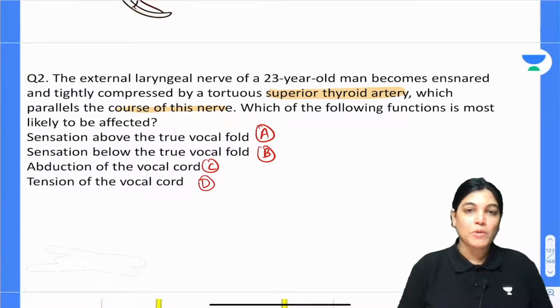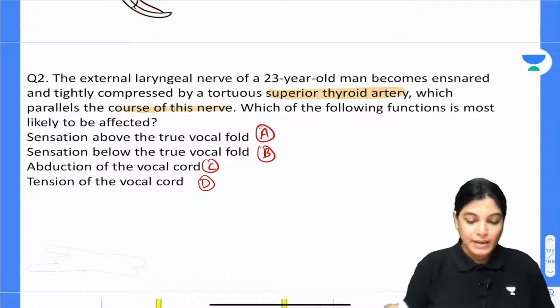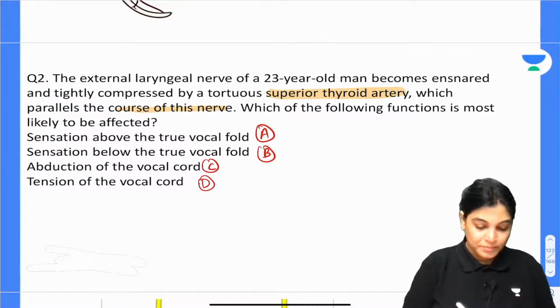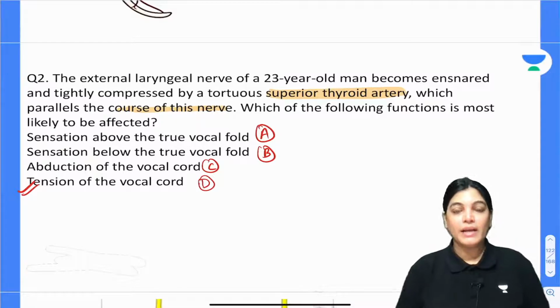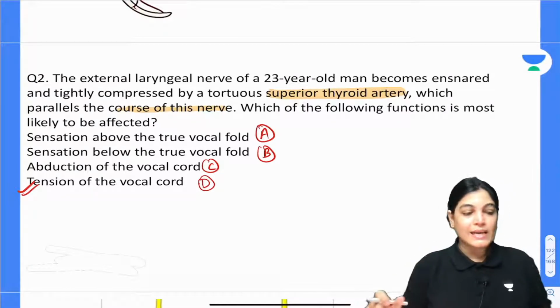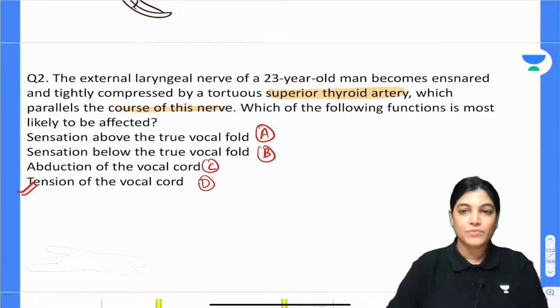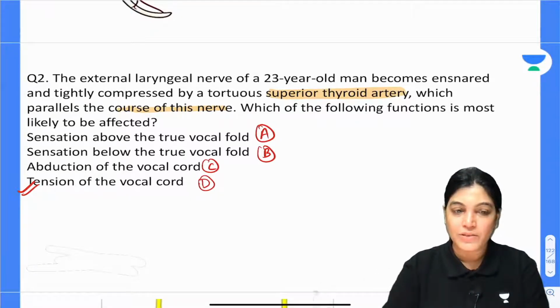So the 4 options are there, and this is the hint provided. So my dear aspirants, here the correct answer will be tension of vocal cord. For marking this correct answer, the hint which is provided to us is that the superior thyroid artery is involved.